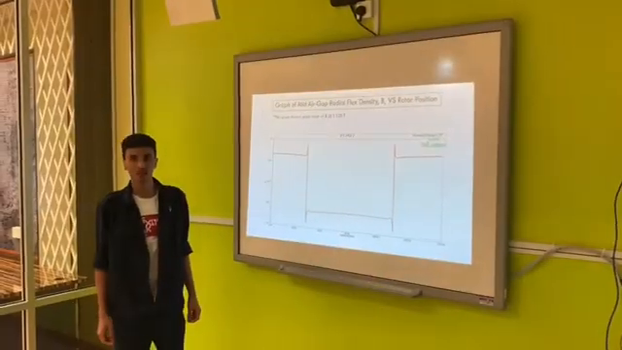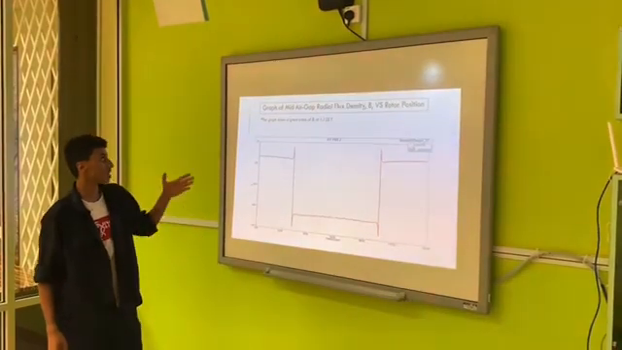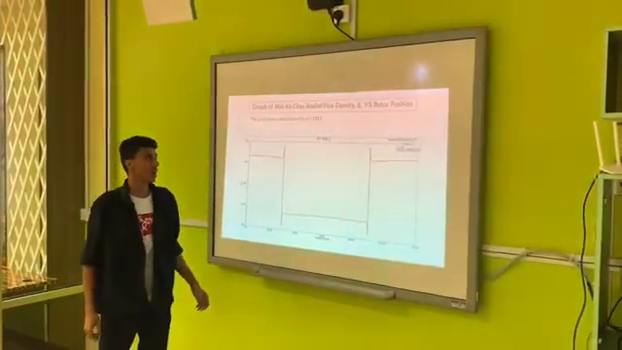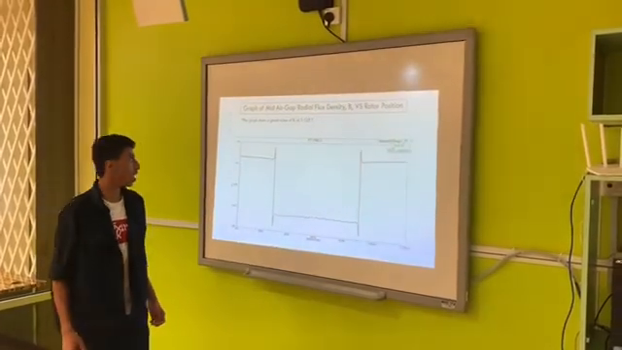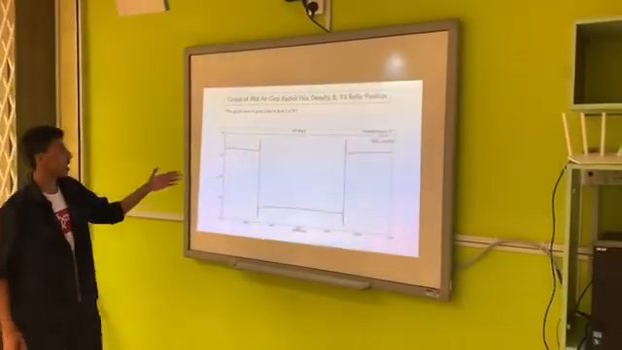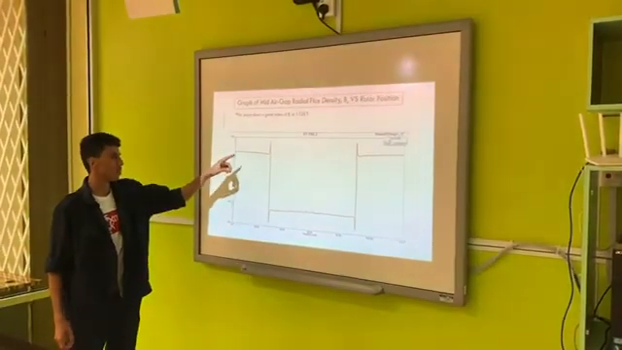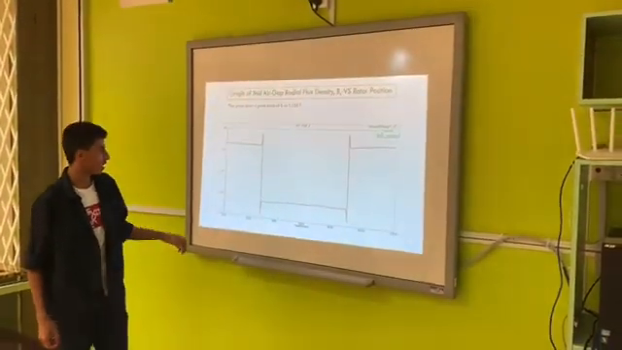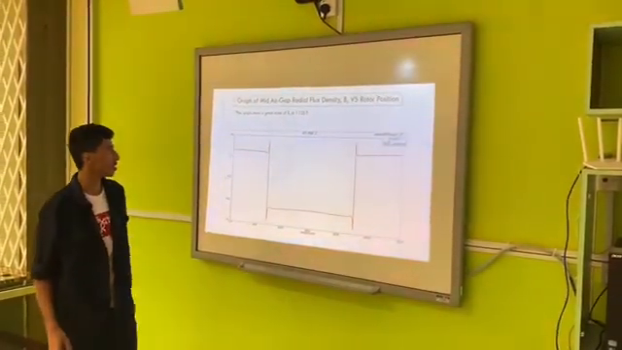Thanks, my friend. My name is Abdullah Saeed. I'm going to explain the graphs. The first graph is the mid-air gap radial flux density, BR, against the rotor position. As shown in this graph, the peak value of BR is 1.125 Tesla, and on the other side it is negative 1.125 Tesla.